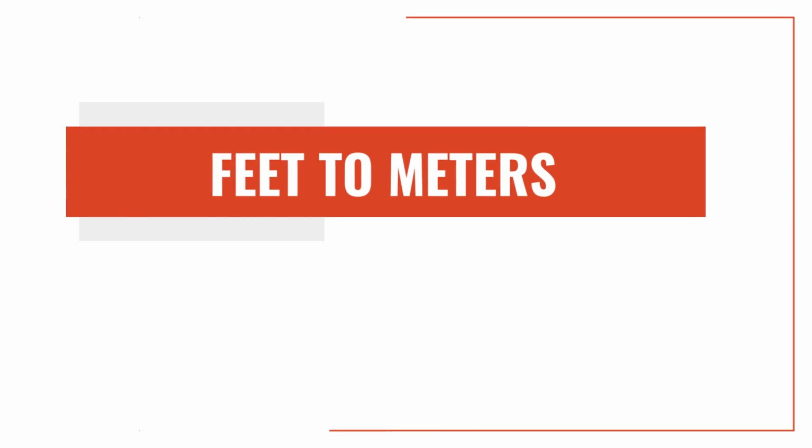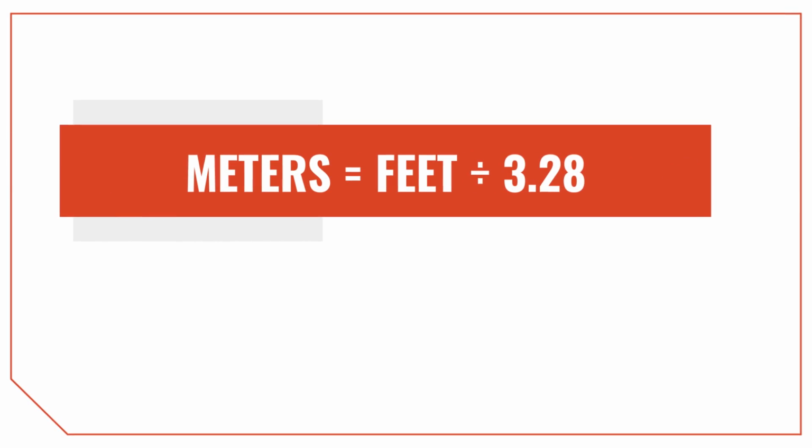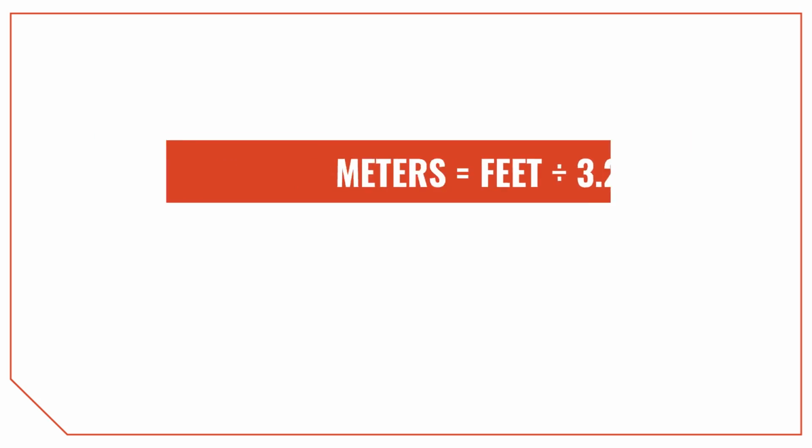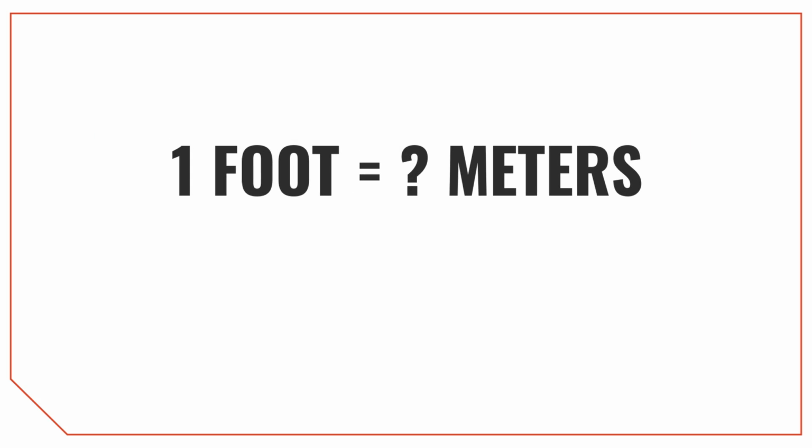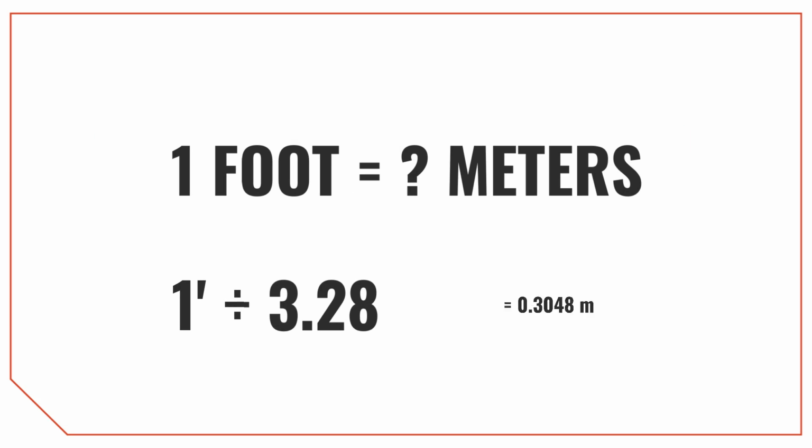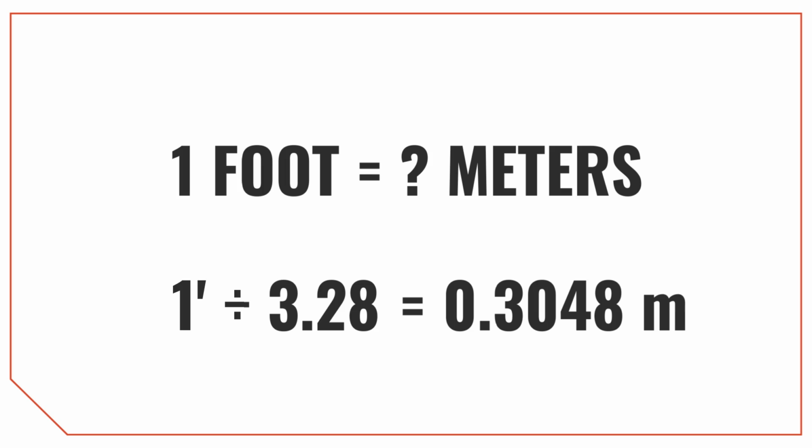Now, let's talk about how to convert feet into meters. To convert feet to meters, we divide the feet by 3.28 instead of multiplying. Let's look at an example of how to convert 1 foot to meters. Start by dividing 1 by 3.28, which is equal to 0.3048. So 1 foot is equal to 0.3048 meters.